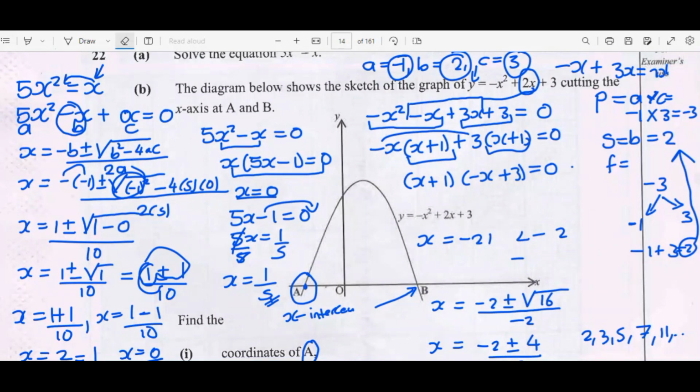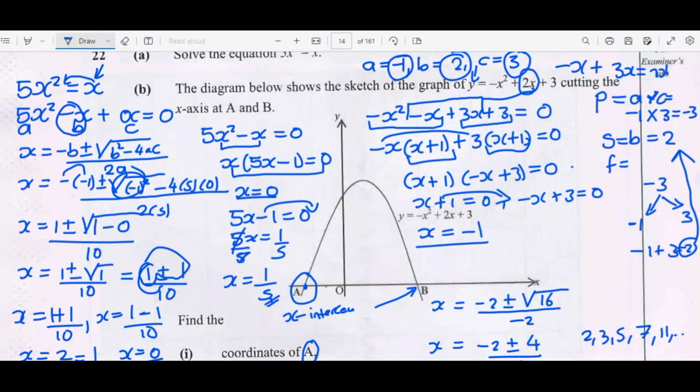Now we are going to set each factor equal to 0. So the first one, x plus 1 is equal to 0. Negative x plus 3 is equal to 0. So if we shift this number to this side, we get x is equal to -1, the first value. Then this will be negative 3. So if we divide by negative, x is equal to 3. So we can see that we are getting the same values.